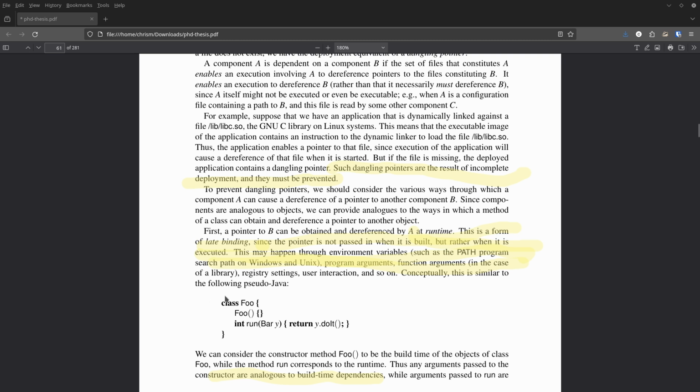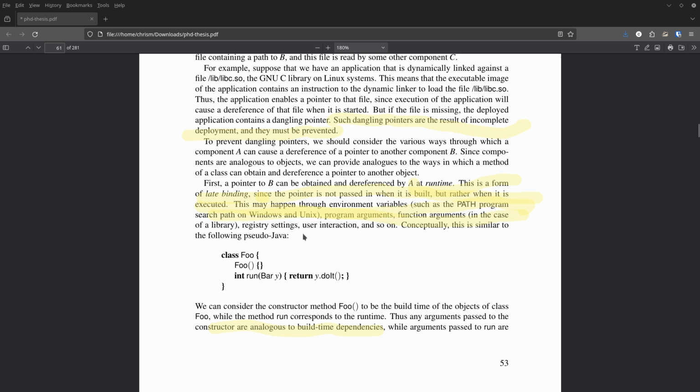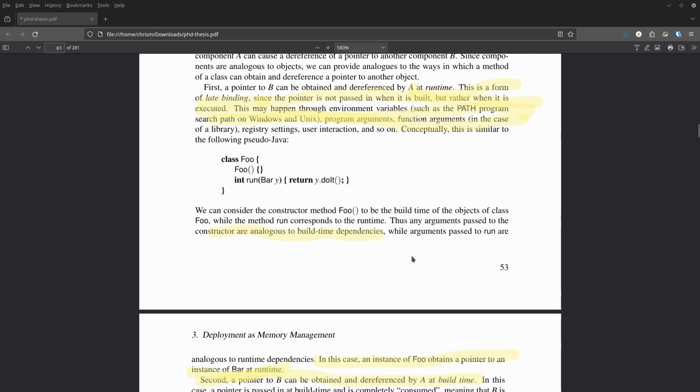And he gives an example here of a Java class that has a constructor that takes no arguments, but at runtime it's got a run method that takes a Y object and it returns the result of the Y object's doIt method. He's saying that this is analogous to a program resolving things very, very late, like in the Unix path or the Windows search path. Program arguments, it's command line arguments to programs, and function arguments in the case of a library, like shared library or whatever, registry settings, any sort of user interaction. That is the analogy here.